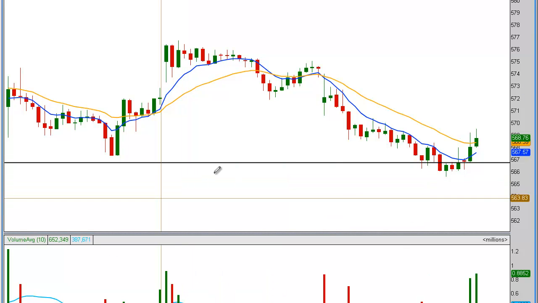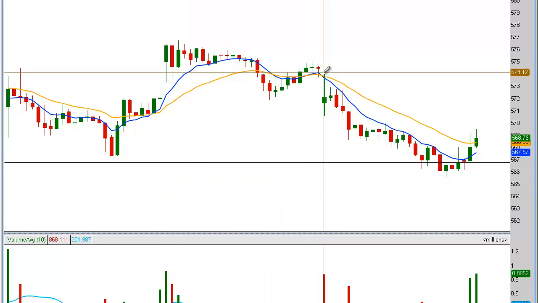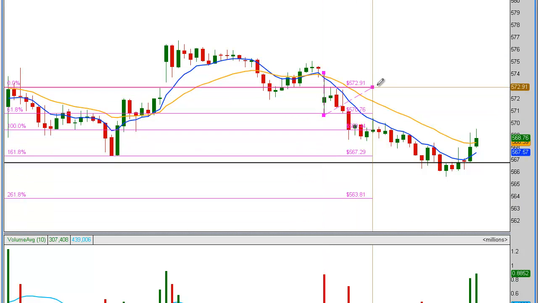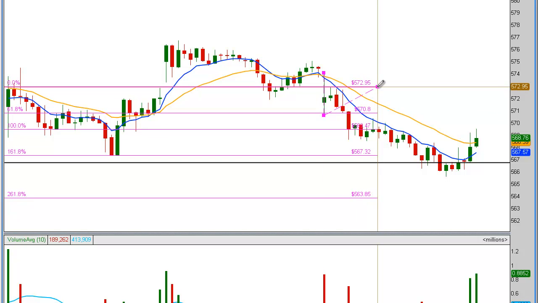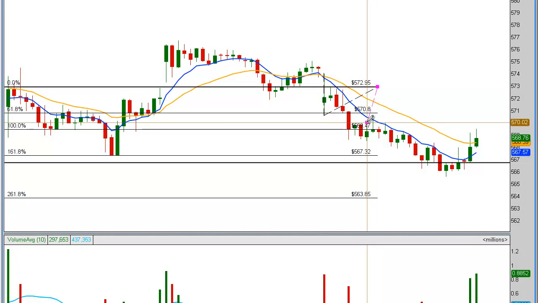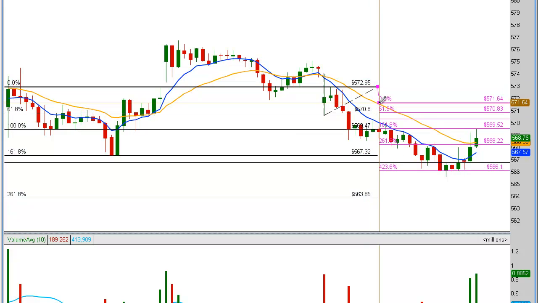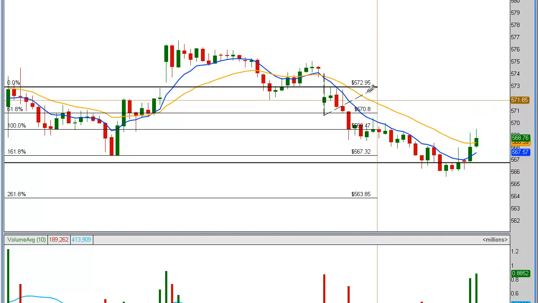And for fib extension tool purposes, we were looking for a move down to the 100%, and we achieved it pretty quickly. Okay, so we can see our numbers here. Well, the 100% was around 569 and a half, and that was the level where we took some profits out on Apple.